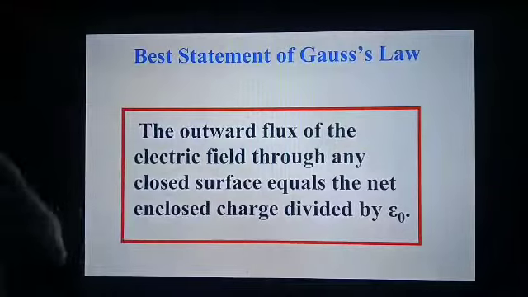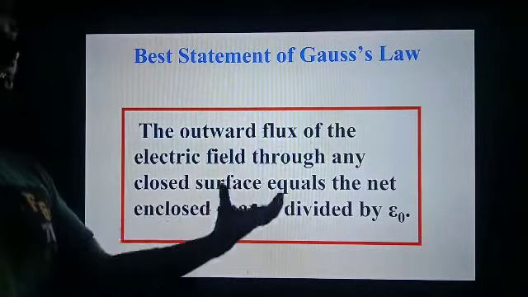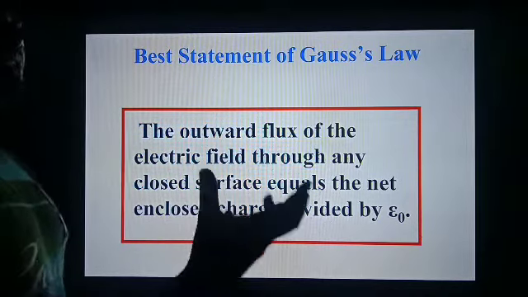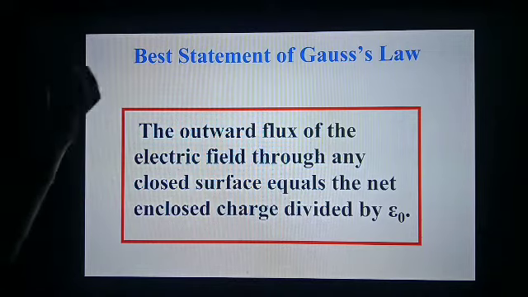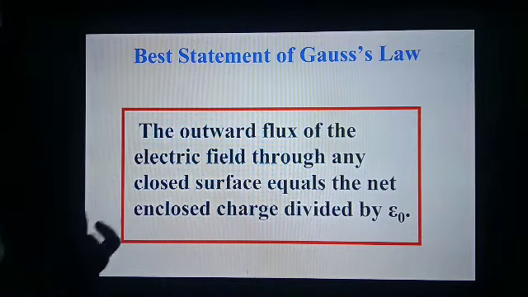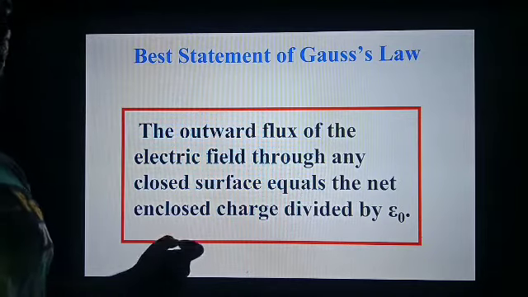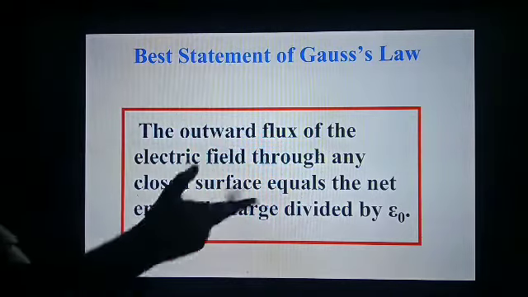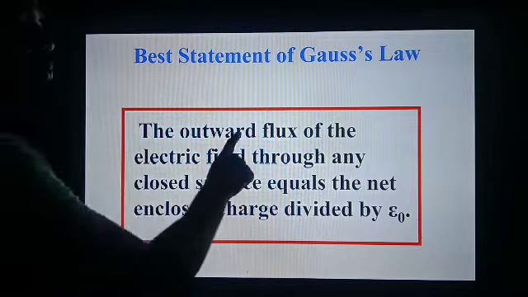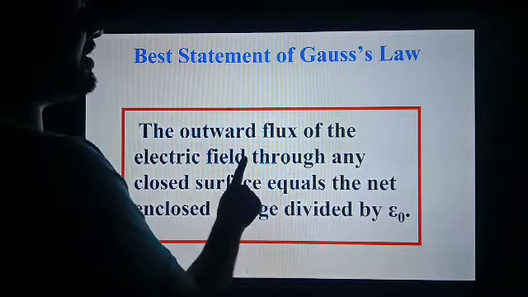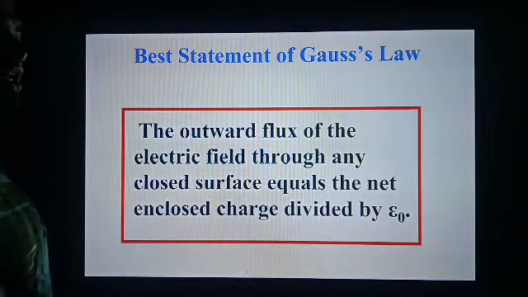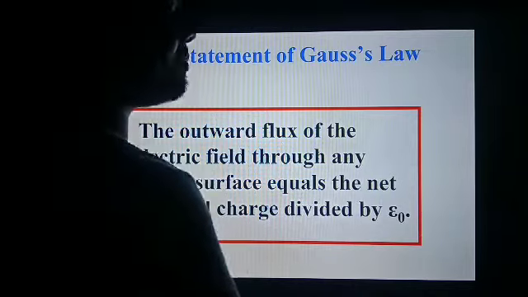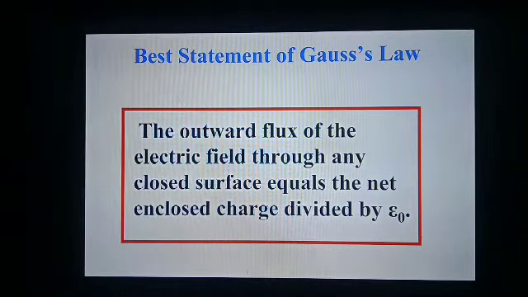Now, what is Gauss theorem or Gauss law? We have to learn this definition. This year it has been asked. So in simple language, the Gauss theorem states that the total electric flux emerging out from the surface is equal to 1 upon epsilon naught times the net charge enclosed by the closed surface or Gaussian surface. The outward flux of the electric field through any closed surface is equal to the net enclosed charge divided by epsilon naught. Epsilon naught is the permittivity of free space, which we discussed in chapter 1.